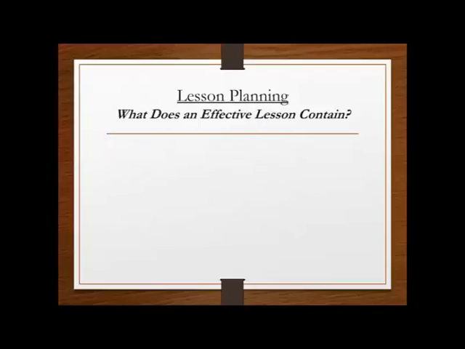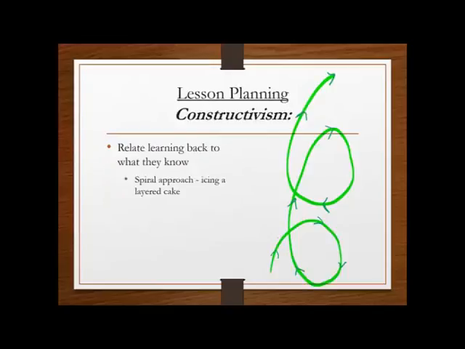So what does an effective lesson contain? It's going to contain pedagogical content knowledge, constructivism, movement, and effective assessment. Now, let's get into what these kind of jargonal words mean. So constructivism is when we relate back to the learning that they know. We like to call this the spiral approach, or my favorite, icing a layered cake. Who doesn't love cake? So what exactly is a spiral approach?